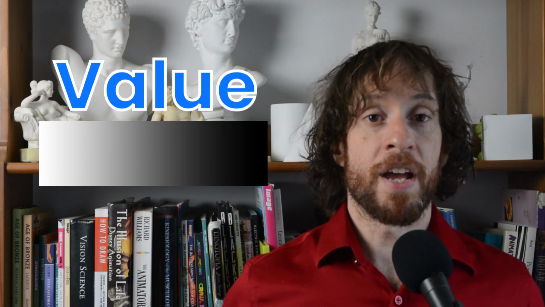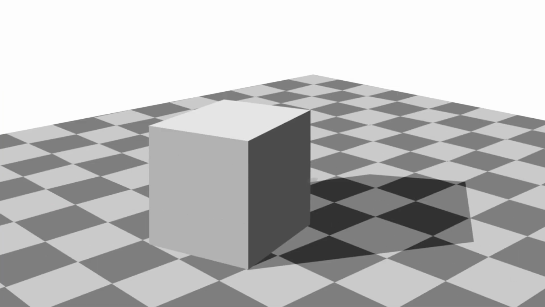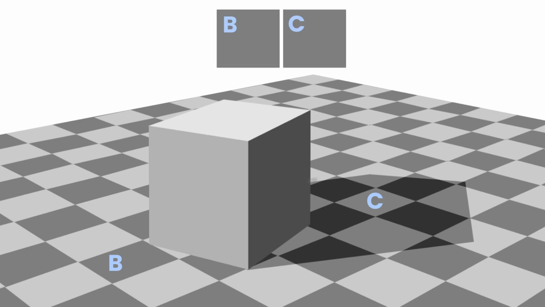For example, in this illustration, value relationships communicate that part of the checkerboard is in the shadow of the cube. At first glance, square B looks darker than square C. But when we isolate the values, we see that B and C are actually the same. Square B only appears darker because it's next to the lighter value of square A, while square C looks lighter because it's next to the darker value of square D.